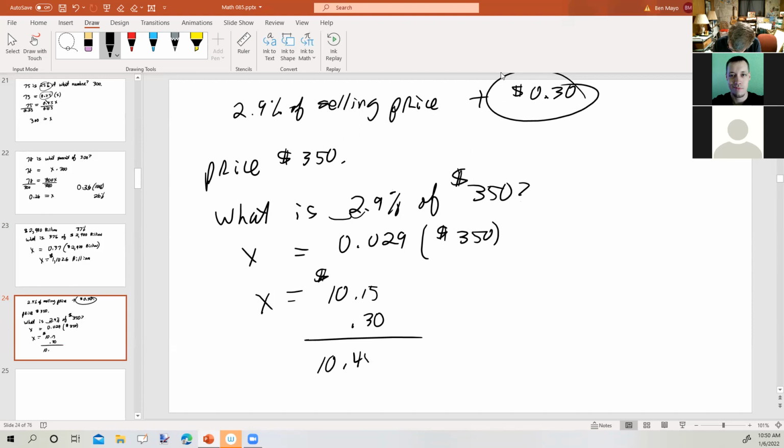But I need to add an additional 30 cents, right? So $10.45 would be the final charge from PayPal. When you're doing a problem like this, don't forget that there's that second piece of the problem, because you get wrapped up in all the calculations and you might forget that.